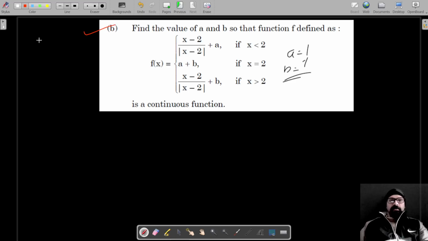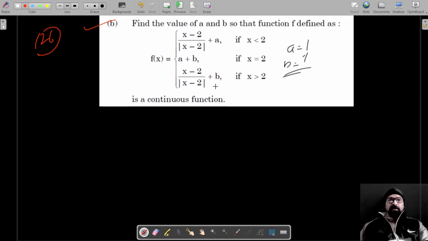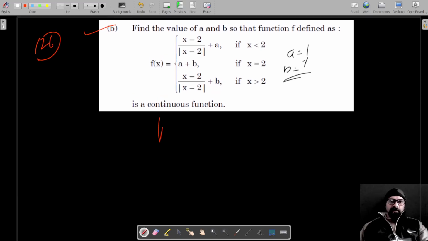Okay, for part B, question number 26, we have to find the value of a and b for which the function is a continuous function. Now, we know that when the function is continuous, and this function is defined at x equal to 2, the value of the function at 2 should be equal to the left hand limit, which is equal to the right hand limit. And let's use this to find the value of a and b.